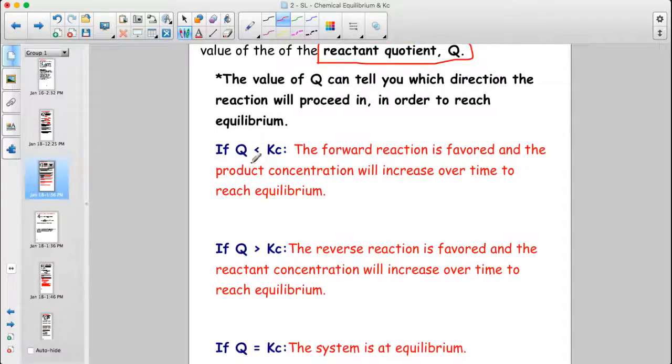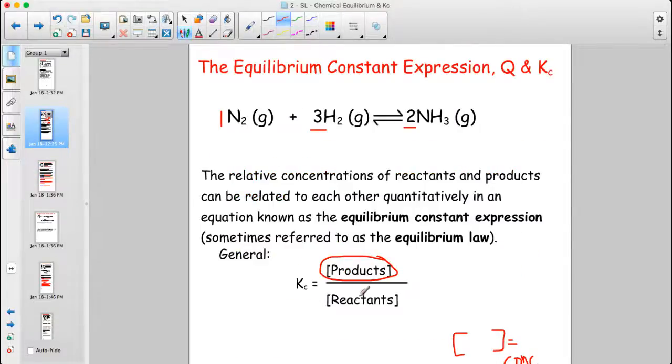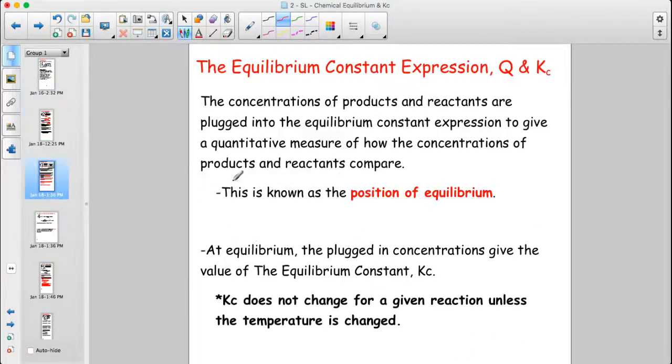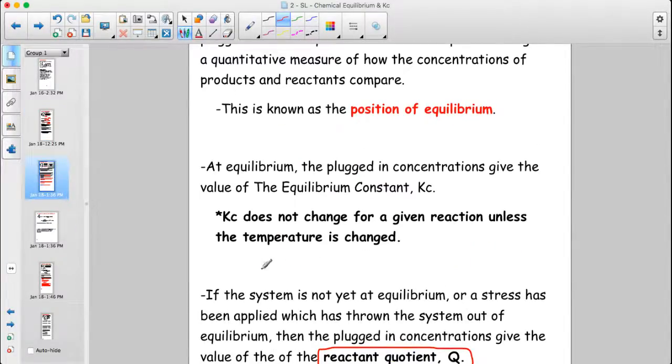So if Q is smaller than Kc, so if you're told a Kc value and then you're also told a Q value, and Q is smaller, that means the forward reaction is still favored at this point. So the forward reaction is happening more than the reverse reaction. If you think about what Kc is, you've got, again, products on top, reactants on the bottom. So if Kc equals 10 and Q is only 8, well, that means the top of the fraction isn't big enough yet. So it means that we still need to shift to the right.